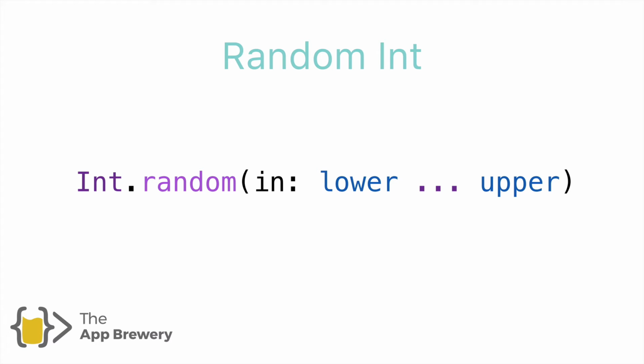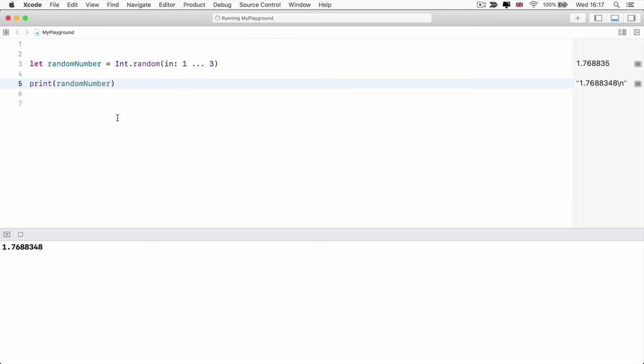But Swift also has a half open range operator, and this is done by using 2 dots and a less than sign. So this defines a range between the lower and the upper bound, but not including the upper bound. So if I change that last dot to a less than sign, then you can see that I get 1 and 2 occasionally, but I will never get 3.